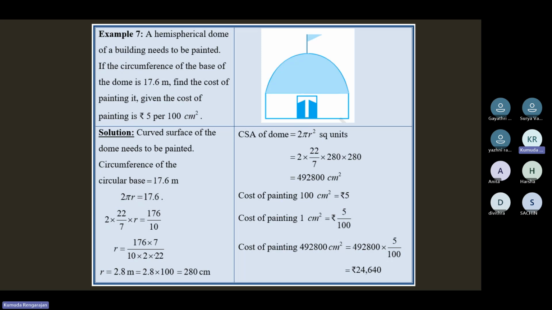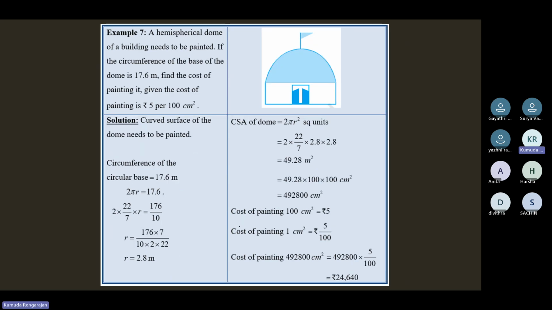So you can cancel and then you get 2.8 meters. Why 2.8 meter? Because this is 17.6 meter. So radius is 2.8 meter. Convert that to centimeter. I've done it in 2 ways. I explained this one actually for you. So when you cancel, you get 2.8 meters. So now find the CSA.